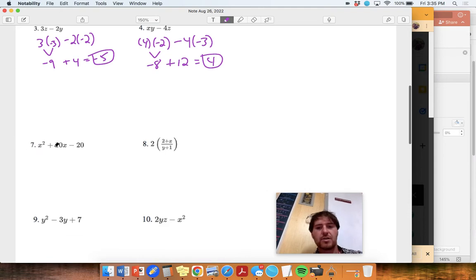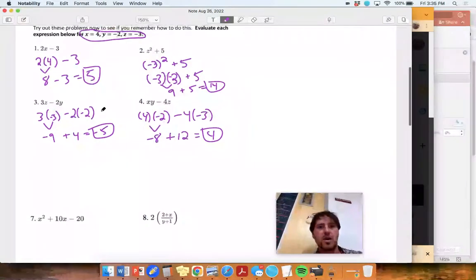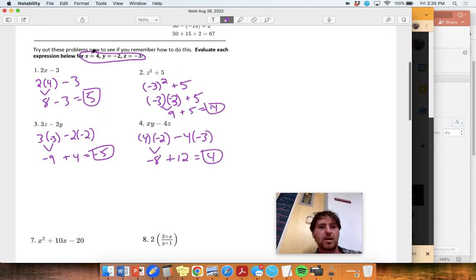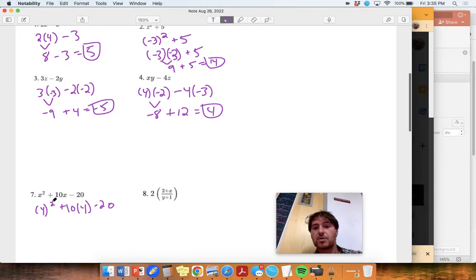Okay, take a look at this one here. A little bit harder. So now I'm jumping ahead to number 7. Plugging in, we have another squaring here. Okay, so here I plug in x twice. I'm going to plug in x is 4 right here. 4 squared plus 10 times 4 minus 20. And what am I going to do first? I'm going to do exponent first.